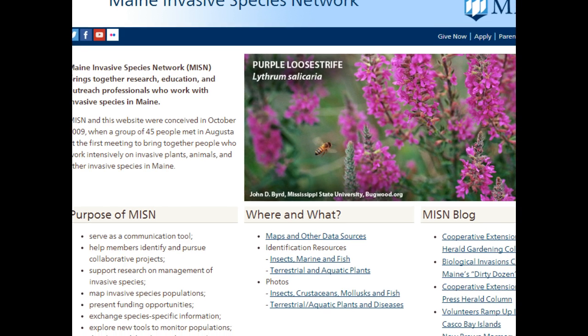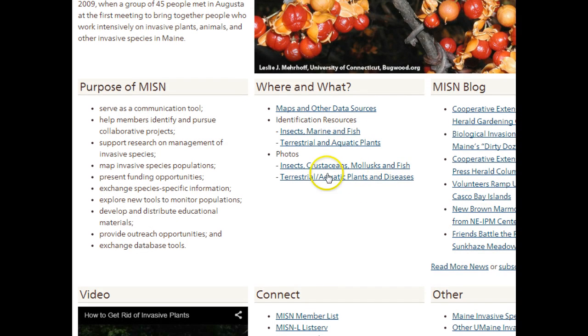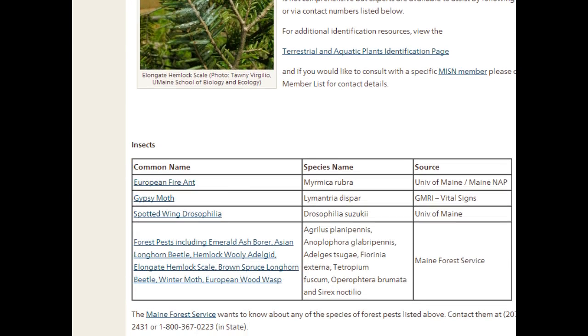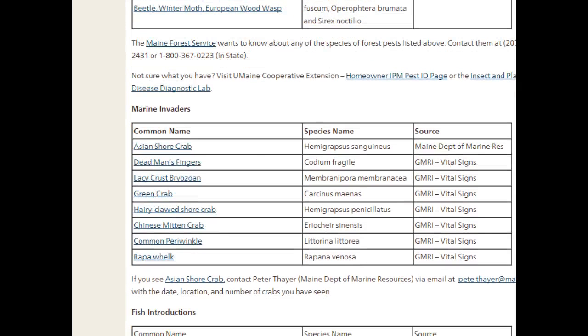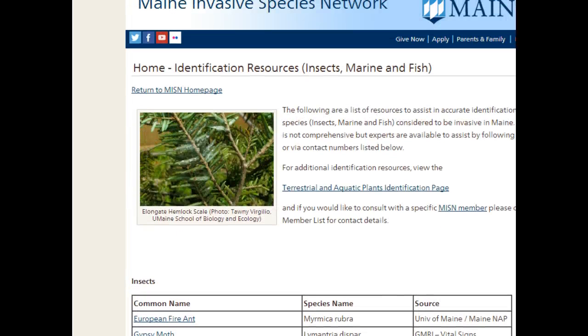So if you look here at the Maine invasive species page, I can't capture it all. You can then go look up what species are affecting Maine from what other areas. For example, if we go on the insects and marine fish page, we can see that the European fire ant, the gypsy moth, spotted wing Drosophila, and then other pests like the emerald ash borer, which is new, and the longhorn beetle hemlock woolly adelgid, which is also new, are invading our state. This is true also for marine species, the most talked about one being the green crab now, and this list doesn't even include the northern pike or the plants that are now considered invasive species in Maine.